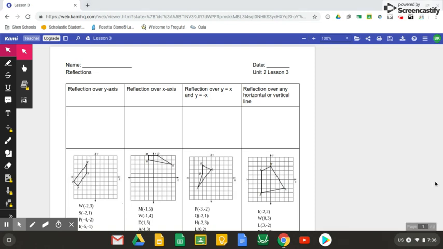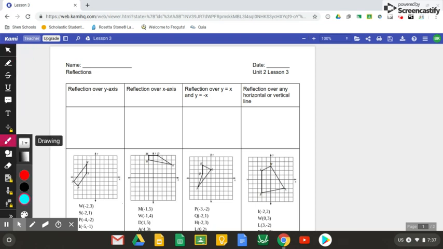All right, we're going to do some reflections today. We've got about 4 different types. First one is the reflection over the y-axis. Notation for all reflections is a lowercase r.